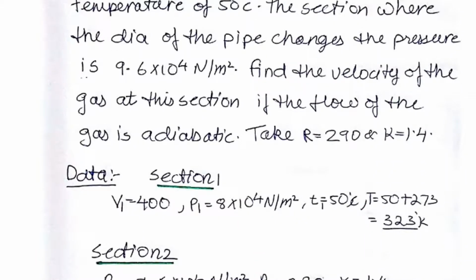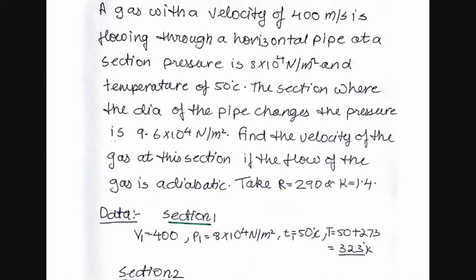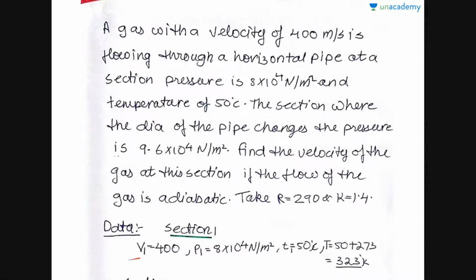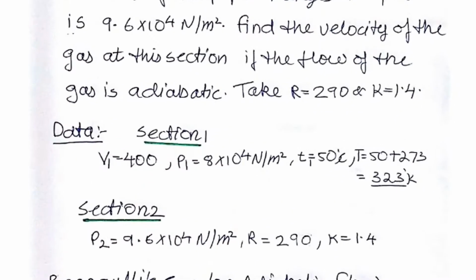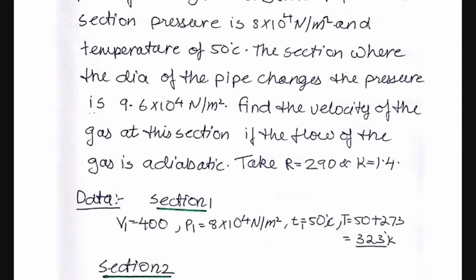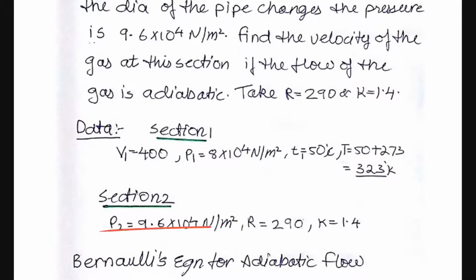First of all, we list all the data which is given in this question. For section 1, the value of V1 is given as 400 and the value of P1, which is the pressure at this section, is given as 8 into 10 to the power of 4. Also the value of T1 is given as 50 degrees, so we will convert this into Kelvin by adding 273 to it. So we get this as the temperature at that section. Also at section 2, the value of the pressure is given as 9.6 into 10 to the power of 4. So we will write it down, and the value of R, which is the gas constant, is given as 290 and the value of K is given as 1.4.